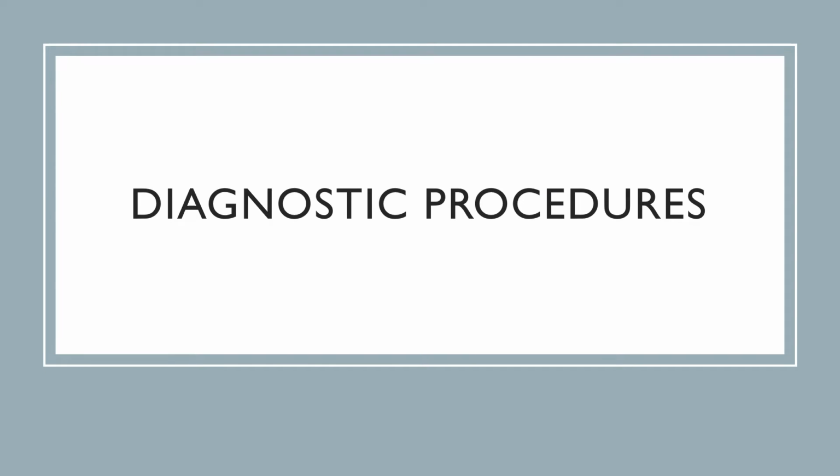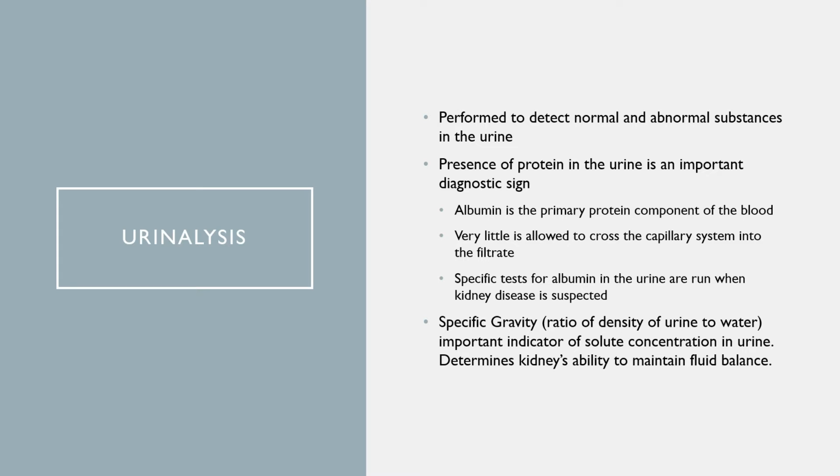All right, moving into some diagnostic procedures. Tests in genitourinary disease focus mainly on the presence or absence of substances that are found in the blood and urine. Imaging tests are done to outline the structures, observe function, and detect tumors. All right, urinalysis is performed to detect normal and abnormal substances in the urine. The presence of protein in the urine is an important diagnostic sign.